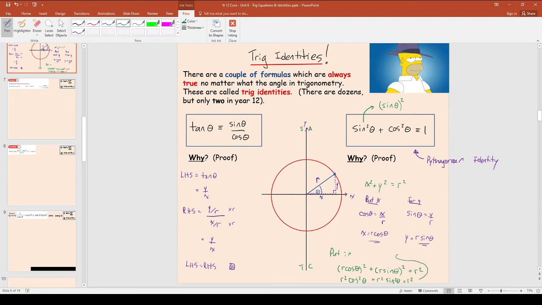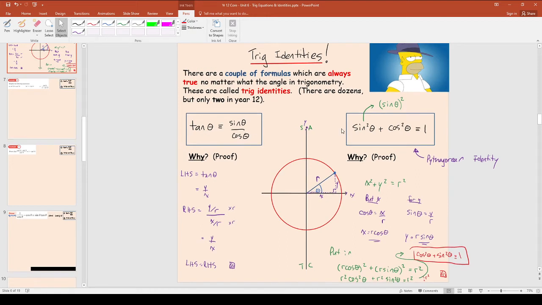Well, we're one step away, buddies. What can we do to both sides? What do they all have in common? That's right, they all have r squared. So we're going to divide by r squared on both sides, leaving you just with cos squared theta plus sine squared theta equals 1, which is what we intended to prove. So that solves it. Proved, buddies. We've just shown in complete generality that these things are always, always true, so it makes no odds whatsoever what value theta is. These are both true.